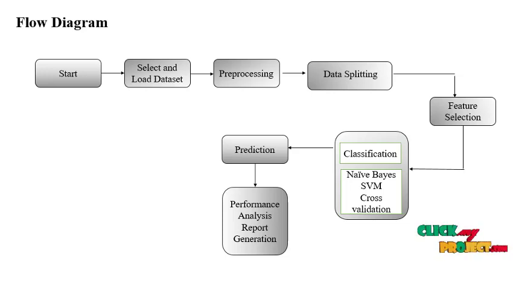Next, the flow diagram. This is our project flow: start, select and load dataset, pre-processing, data splitting, feature selection, classification and prediction. First, start our program. Next, select and load the leukemia dataset. Next, pre-processing. Pre-processing is data cleaning and checking null values. If any null values are there, replace them with 0 values, and remove any unwanted columns in the pre-processing step.